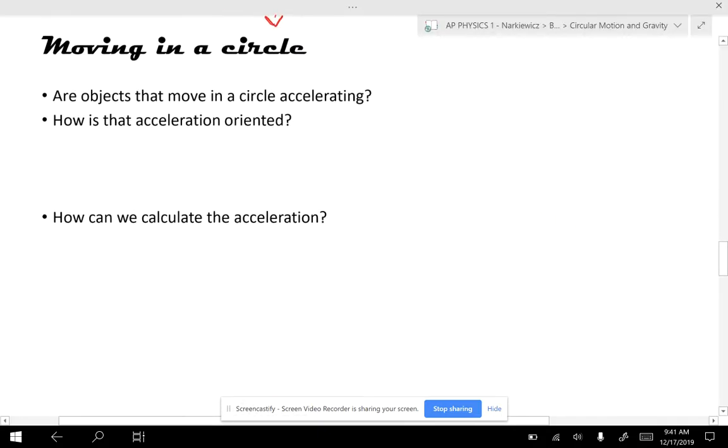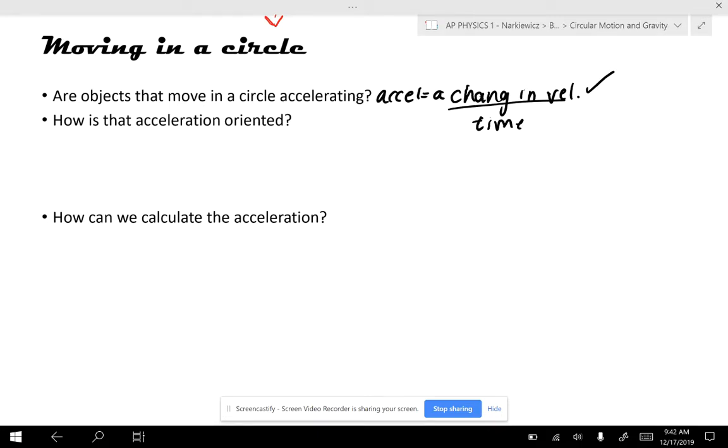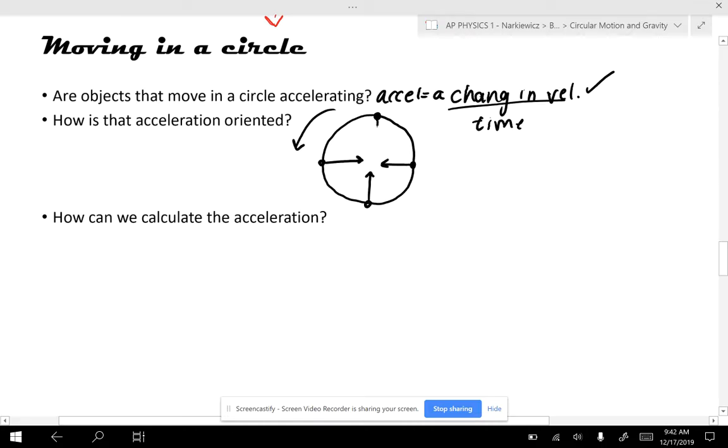So moving in a circle, are the objects accelerating? Well, if we remember, acceleration is a change in velocity over time. Okay, and we have a change in velocity for objects moving in a circle because we have an object that is constantly changing direction. Okay, so the acceleration for any object traveling in a circle, no matter where it is, that acceleration is always going to point inward.